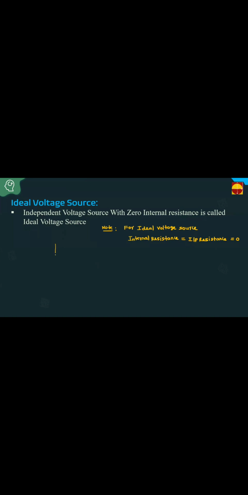Whatever may be the current in the circuit, this is Vs. Ideally, it supplies the constant voltage. This is I. Whatever may be the current, always this V equals Vs. That is called ideal voltage source. That is with respect to time: at any time, this source supplies the voltage of Vs. That is called ideal voltage source. Whatever may be the current, the voltage remains constant.